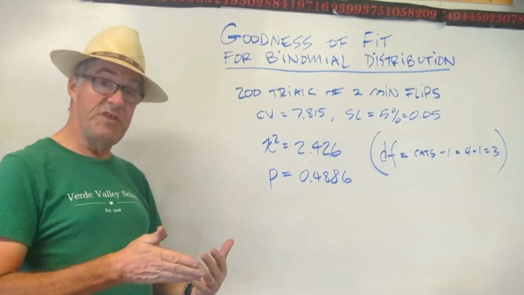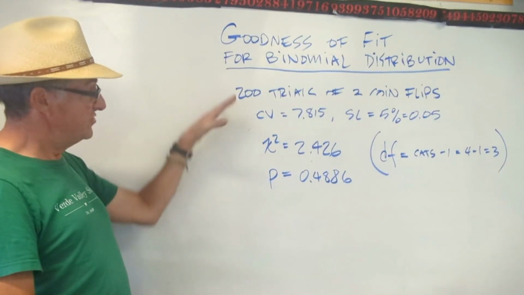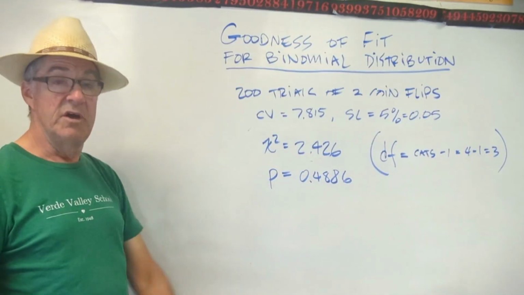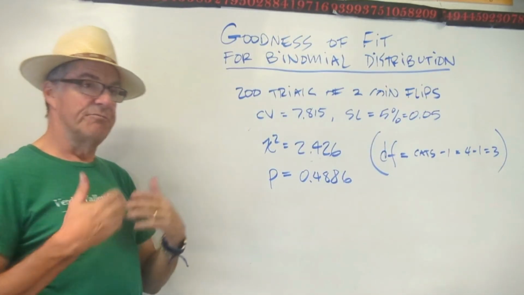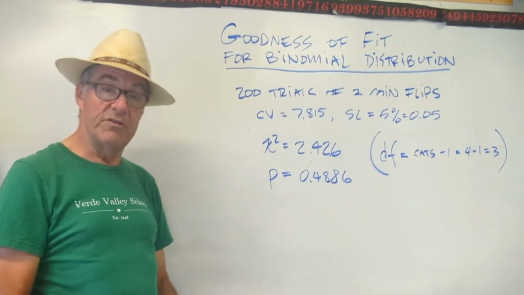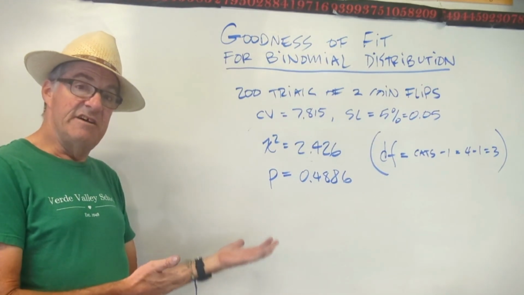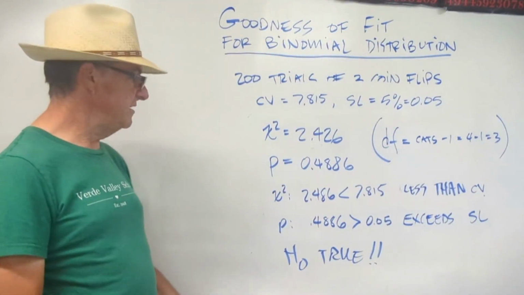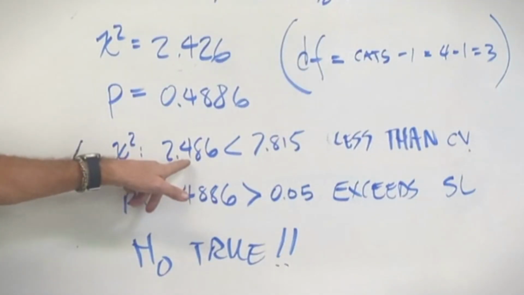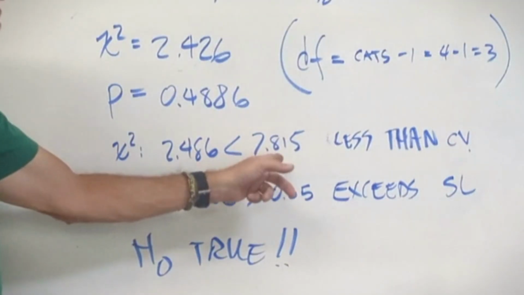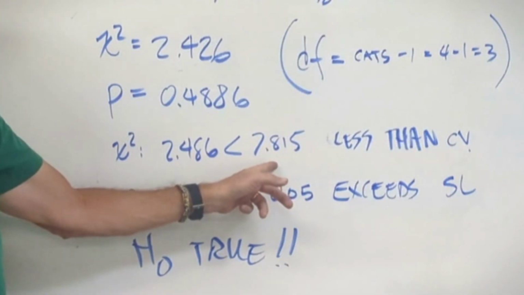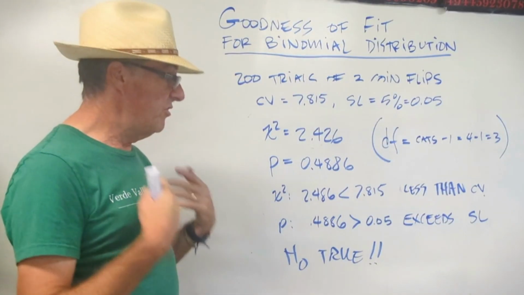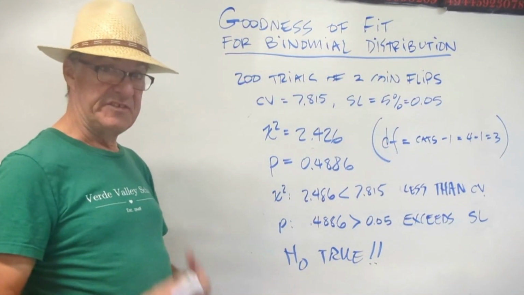So after you do that, what I want you to do is use this information, critical value, significance level, chi-square, p-value, to decide whether or not you can reject or accept H O, the null hypothesis. Is this data consistent with a binomial distribution or not? Okay, let's see how you did. So here we go. My chi-square is 2.486. That's less than 7.815. So that means we did not pass the critical value. So that supports the null hypothesis, the H O.